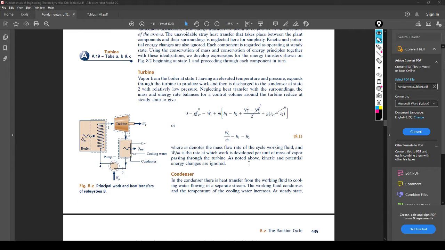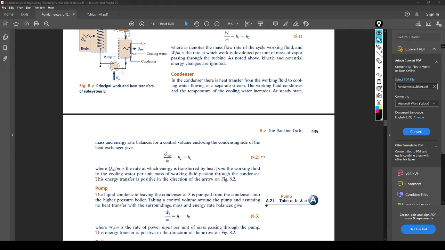Now let's move down to the condenser. It says in the condenser there is heat transfer from the working fluid to cooling water flowing in a separate stream. The working fluid condenses and the temperature of the cooling water increases. At steady state, the mass and energy rate balance for a control volume enclosing the condensing side of the heat exchanger gives the following. So this right here is equal to the heat leaving. So right here, this is the heat leaving the cycle.